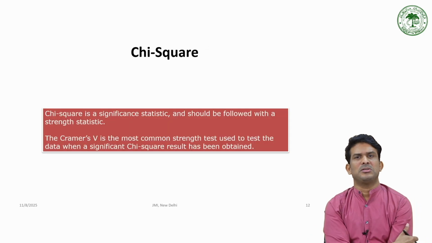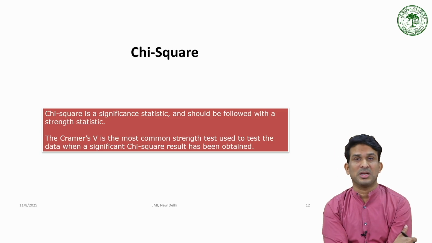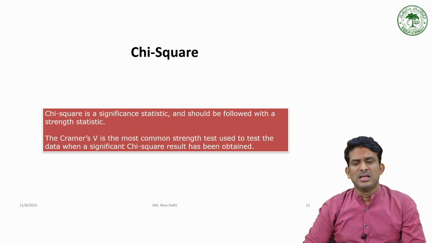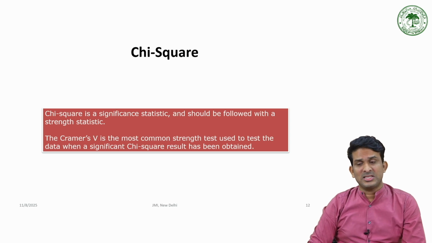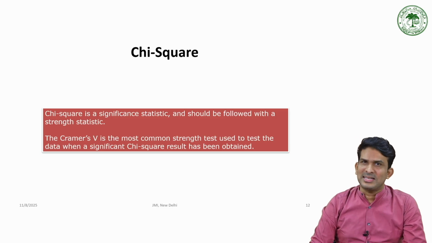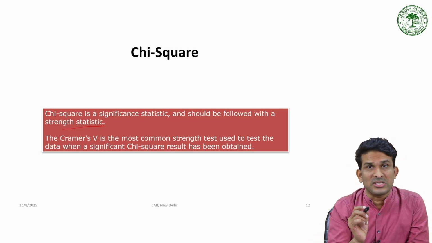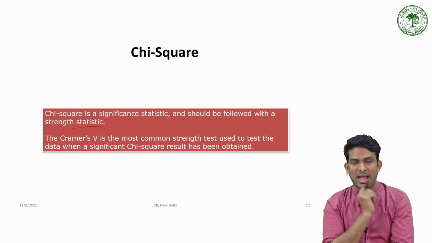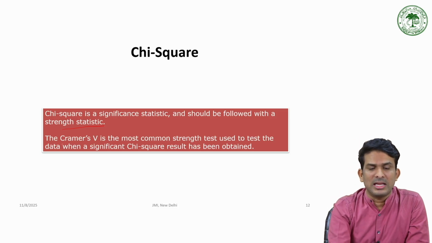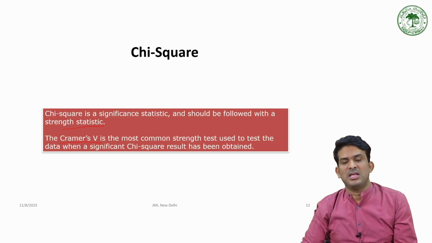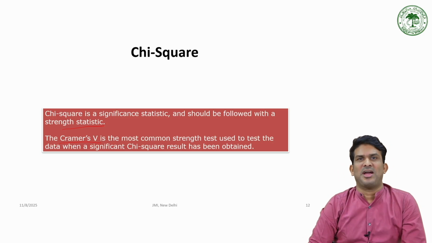Now, when we talk about chi-square in general, you got an idea about what chi-square is. Chi-square is a significant statistical test, and it should be followed with a strength statistic. We should have a strength statistic in chi-square. And Cramer's V, you must know about Cramer's V. Cramer's V is generally used for strength test of chi-square.